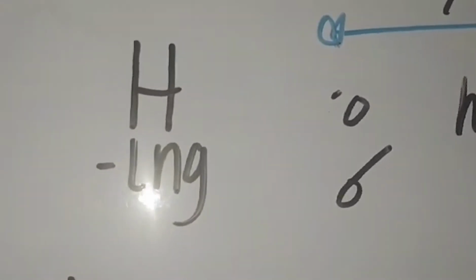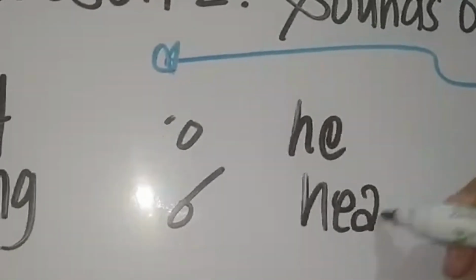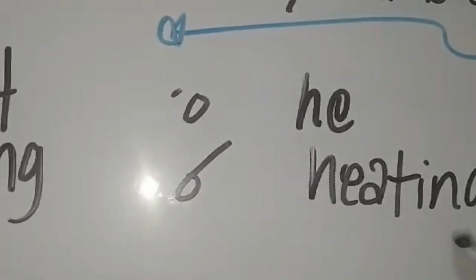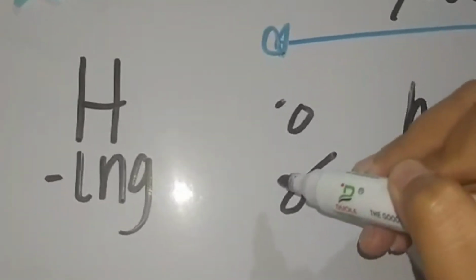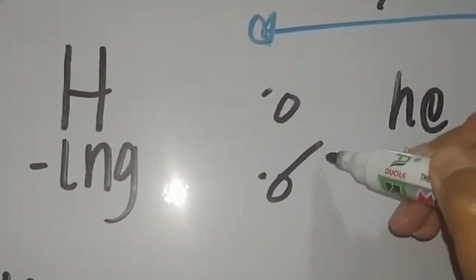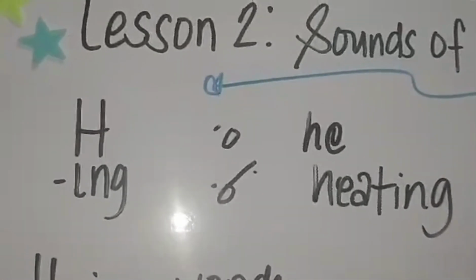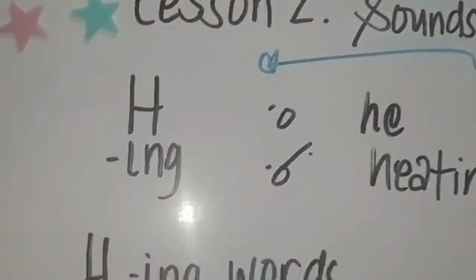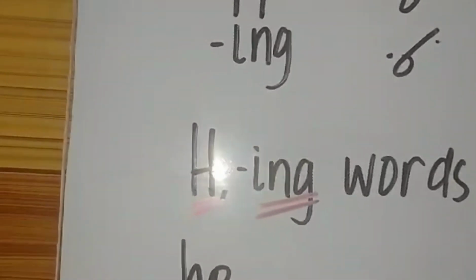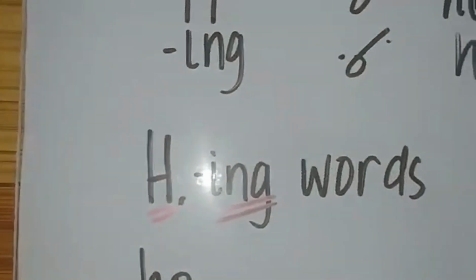For example, heating. Heating is H, then ing dot. That's the difference of the two. Okay, then let's proceed to H and ending ing words.